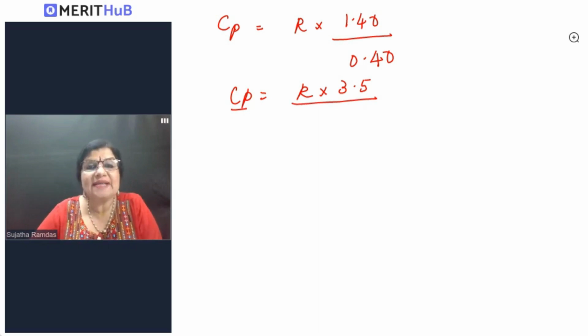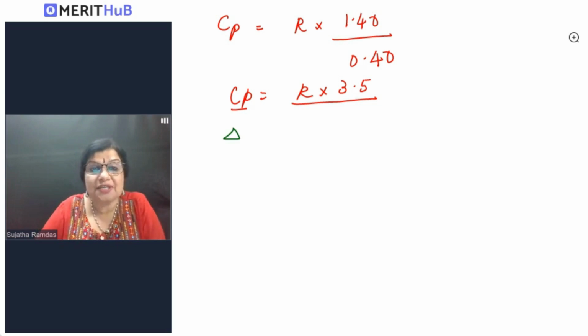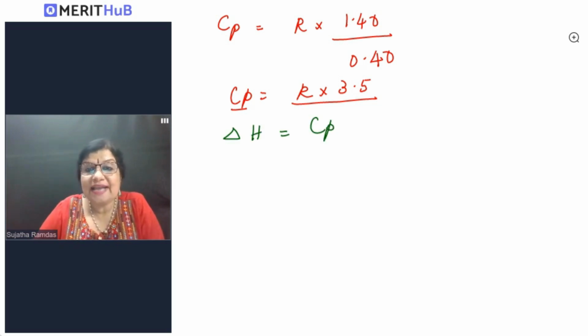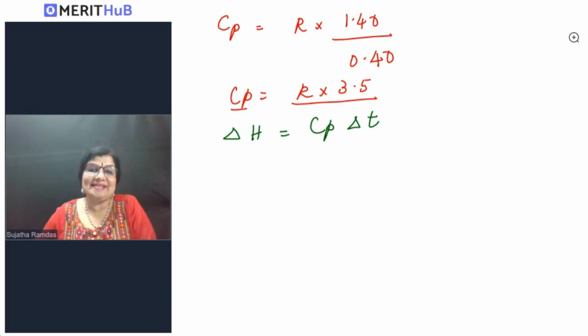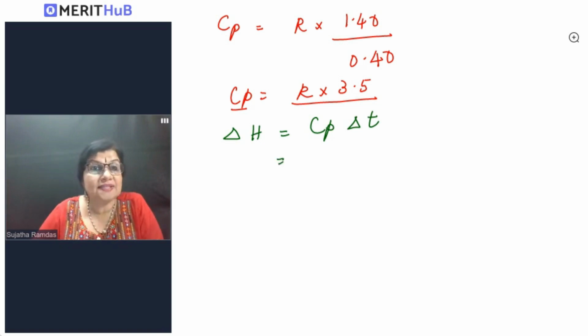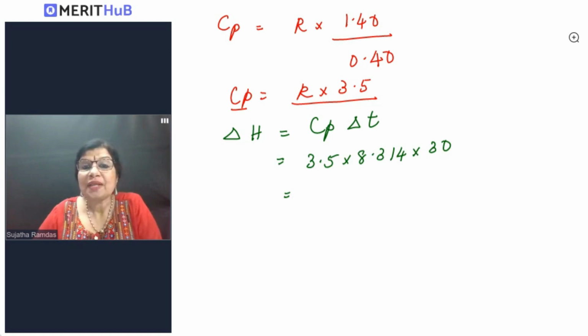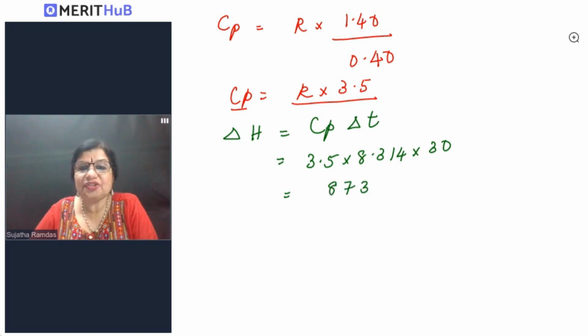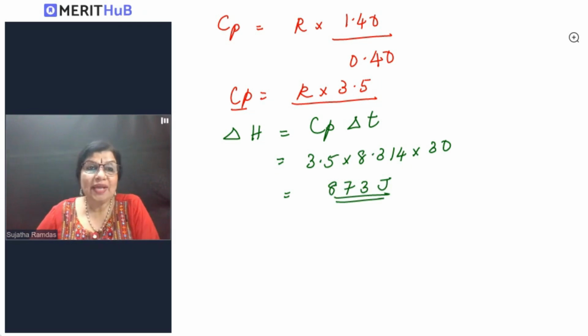Now you can directly substitute this information into the formula delta H is equal to Cp delta T. So what is R? And this is in terms of joules. So 3.5 into 8.314 into delta T, which is 30, right? And if you calculate this, you will get the answer as 873 joules. Okay, so this will be the answer to delta H.